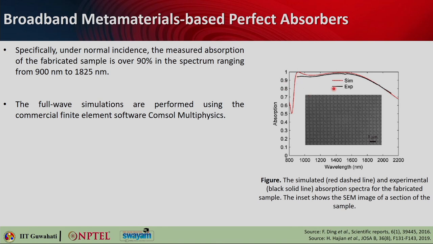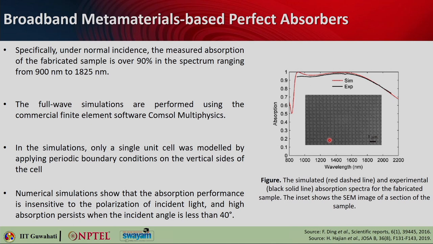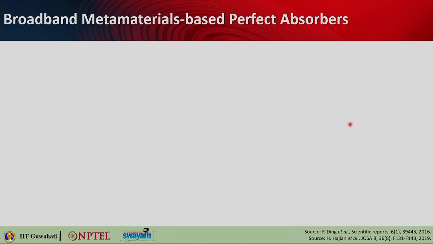This is the experimental one, and when you do COMSOL Multiphysics numerical simulation for the same structure, you also see a very similar result. In the simulation, you are basically considering a single unit cell which has periodic boundary conditions on both sides to repeat it in both x and y direction. Numerical simulation also shows that it is very close, and because the structure is symmetric along x and y, it will be independent of the polarization of the incident light, and you can get very high absorption when the incident angle is less than 40 degrees. Beyond that, there will be a drop in the absorption.